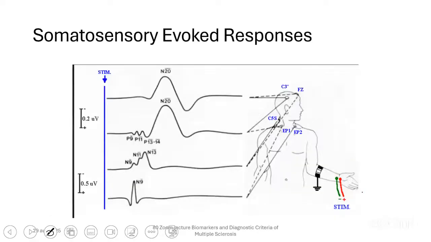These are somatosensory evoked responses. You can see the stimulation and the various waves, the N9, N13, N20. You can see how they are originating when the stimulus is given here. In the median nerve, the EP1, EP2, the electrodes which are attached, and you can see the waves of somatosensory evoked responses.